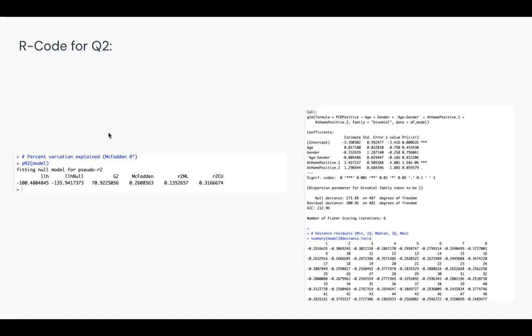So over here, I was able to show my percent variation explained, McFadden R-squared, and I was able to get 26%. This means 26% of the variation in the log odds of testing positive is explained by this model compared to a model with no predictors. So this suggests a moderately strong model, particularly driven by age and possibly the interaction with gender. Finally, the deviance residuals ranging from negative 1.91 to 2.68 indicate how far each individual prediction deviates from the actual outcome, which is useful for model fitting.